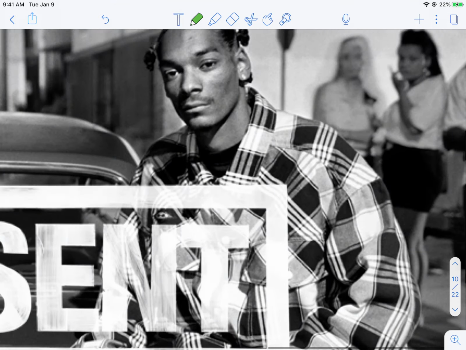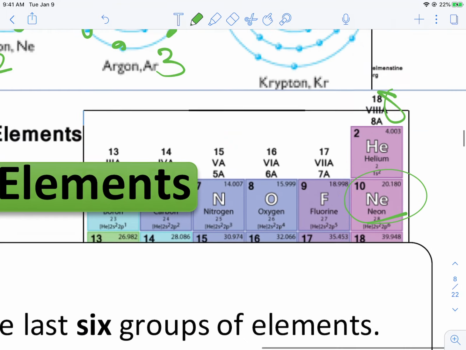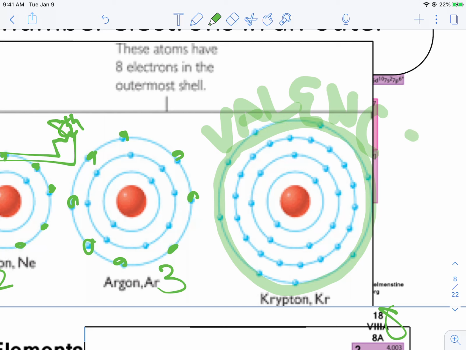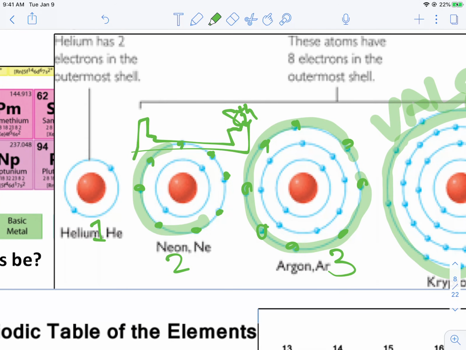So let me give you a visual of what the valence shell is. Only this shell, the outside shell, is the valence shell. That's why we call them valence electrons. It's because that's how many electrons you have in the valence shell. That is the valence shell of this one. That is the valence shell of this one. That is the valence shell of helium. Well, what am I getting at?